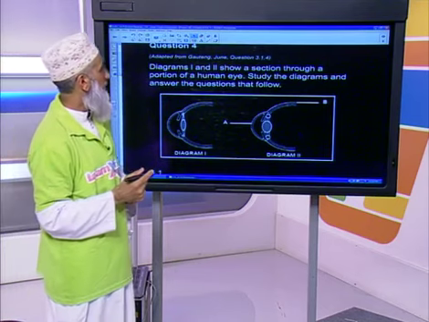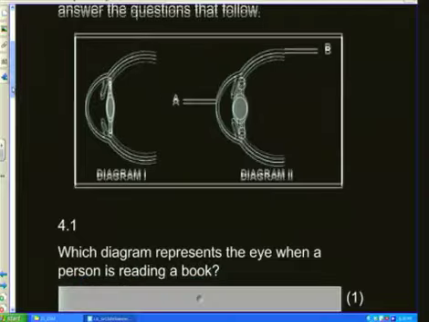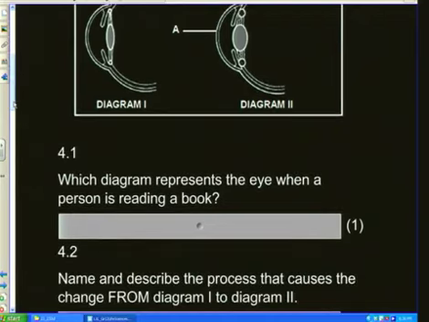Okay, let's move on to see something now. And we go to Gauteng, June 314. Diagrams 1 and 2 show a section through a portion of a human eye. Study the diagrams and answer the questions that follow. Good. There's a clear diagram given to you there. They've labeled two things, A and B. Which diagram represents the eye when a person is reading a book?